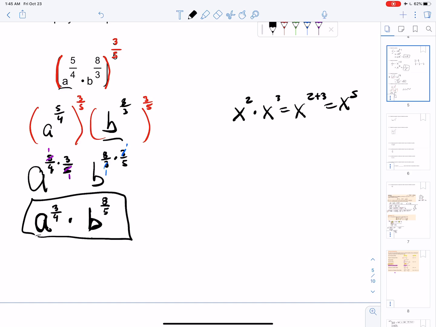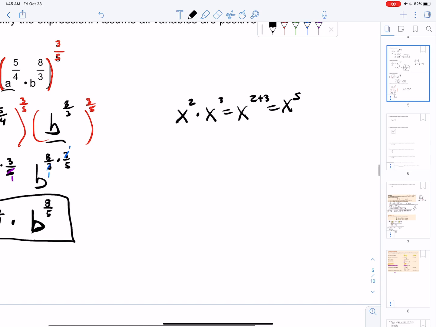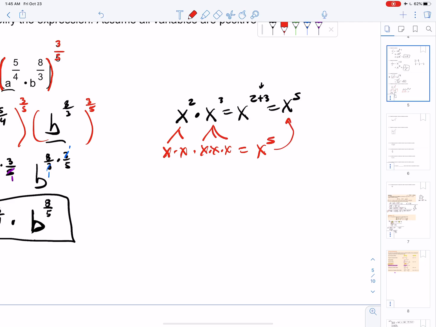Okay? And once again, just to reiterate, why is it that when we multiply exponents of the same base, we actually add the exponents? Well, that's a good question. It's because x squared is x times x, and x cubed is x times x times x. And that repeated multiplication of x could be thought of as x to the 5th. So you're simply adding up how many of those you have.